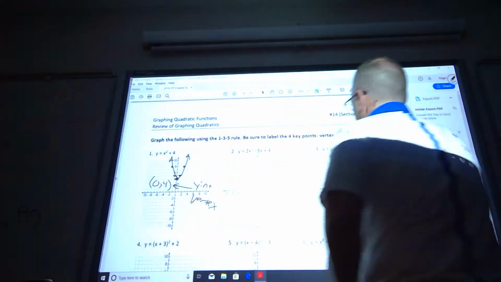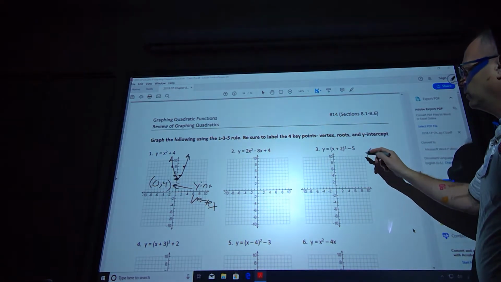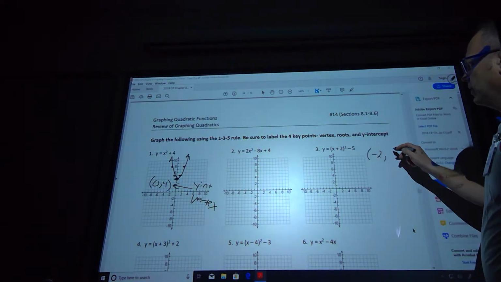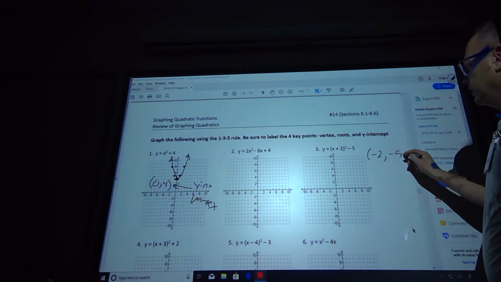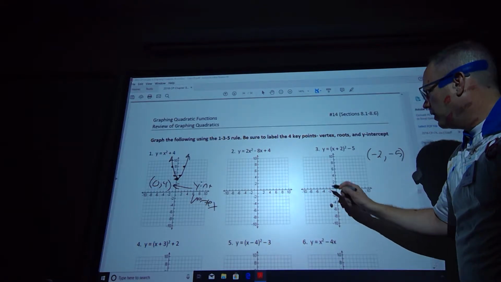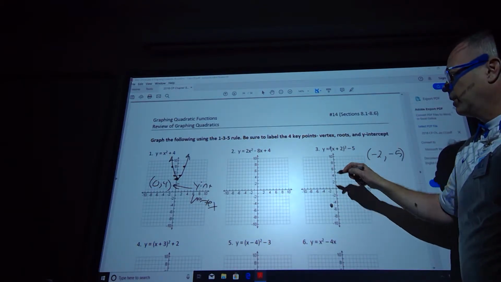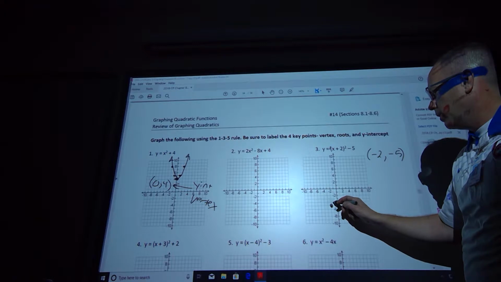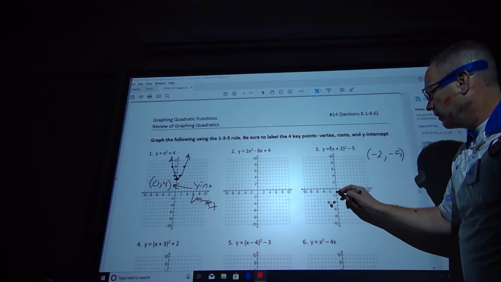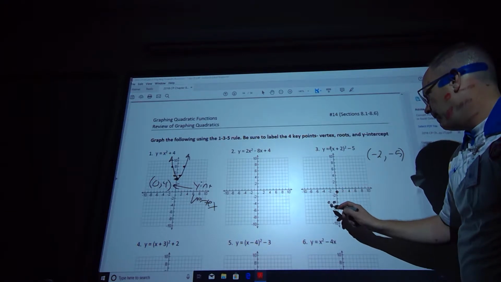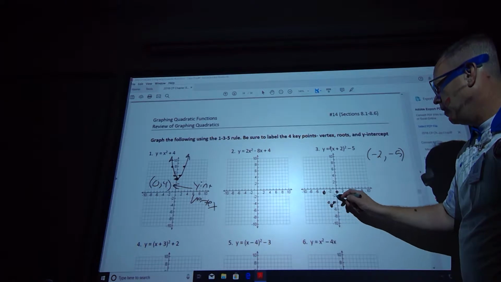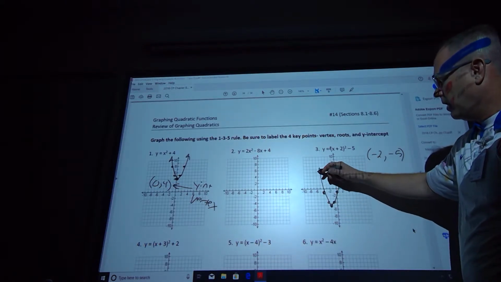This one, we have a point that we can establish for our vertex. This is in vertex form, so remember it's the opposite of what's inside, so negative 2, and then the same as what's outside. So I have negative 2, negative 5, which is here. I can pattern graph with 1, 3, 5 because my lead coefficient's 1, so I go right one, up 1, left one, up 1, right 1, up 3, left 1, up 3. And then I could keep going. I could do the 5 as well.